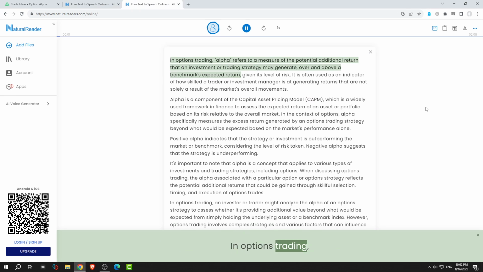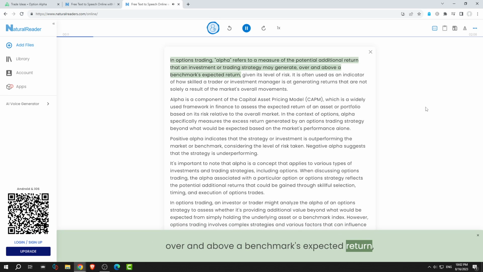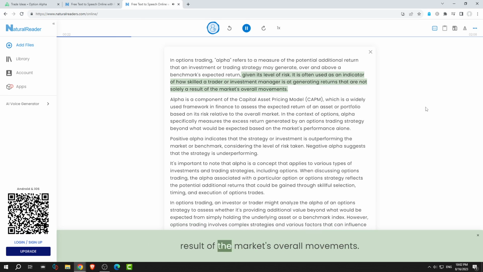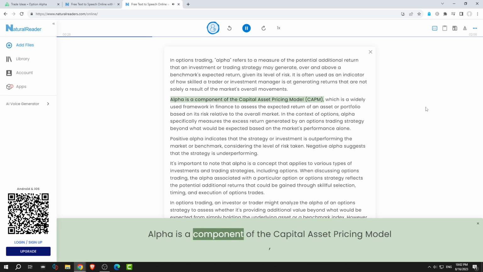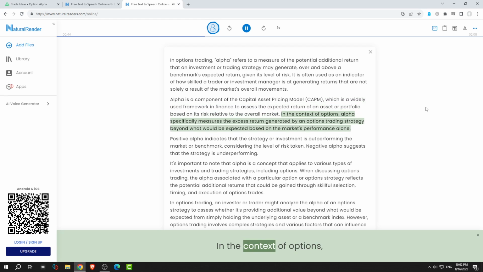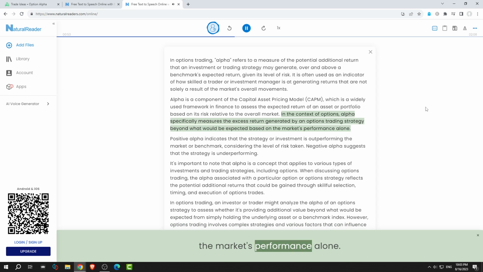In options trading, alpha refers to a measure of the potential additional return that an investment or trading strategy may generate, over and above a benchmark's expected return, given its level of risk. It is often used as an indicator of how skilled a trader or investment manager is at generating returns that are not solely a result of the market's overall movements. Alpha is a component of the capital asset pricing model, which is a widely used framework in finance to assess the expected return of an asset or portfolio based on its risk relative to the overall market. In the context of options, alpha specifically measures the excess return generated by an options trading strategy beyond what would be expected based on the market's performance alone.